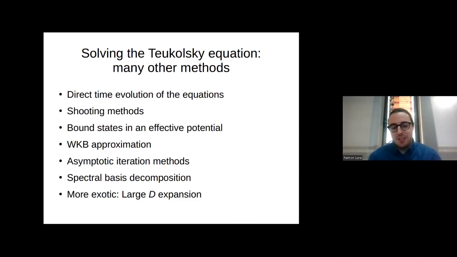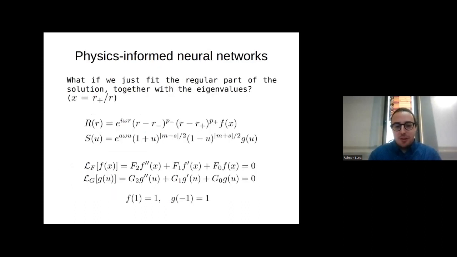And then more exotic methods, there are many of them. Let me just mention this large D expansion. You can expand in a very large dimension and then set D to 4, and you can recover part of these modes. Okay, so in this case, what we will do is to do the same thing that Leaver did.